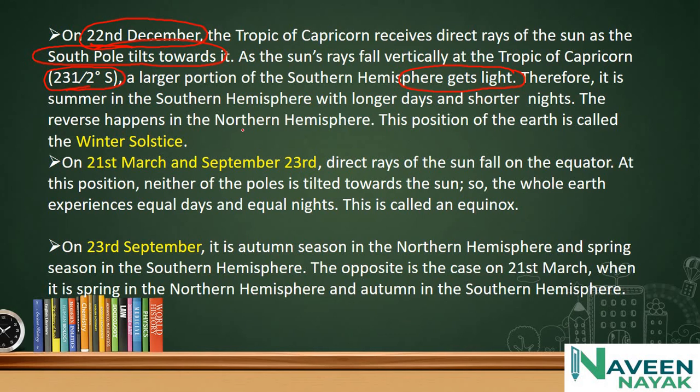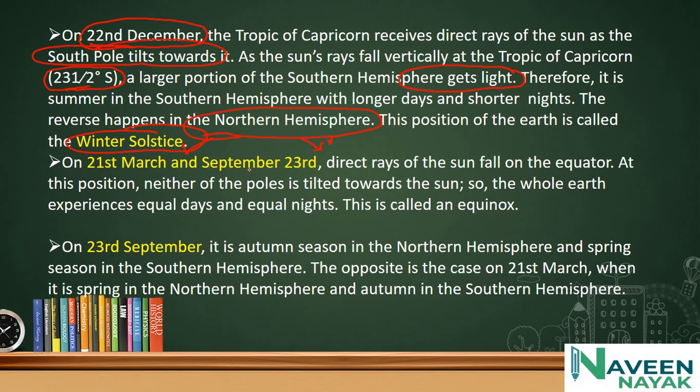The reverse happens in the northern hemisphere, where we will have longer nights and shorter days. This position of the earth is called winter solstice. This position is winter solstice.